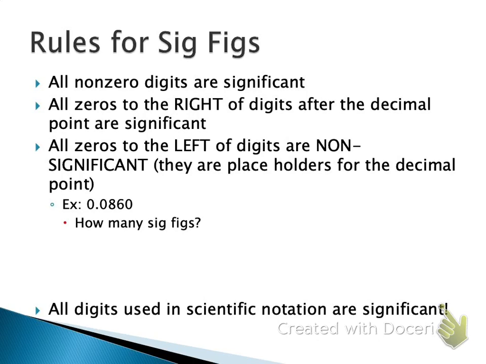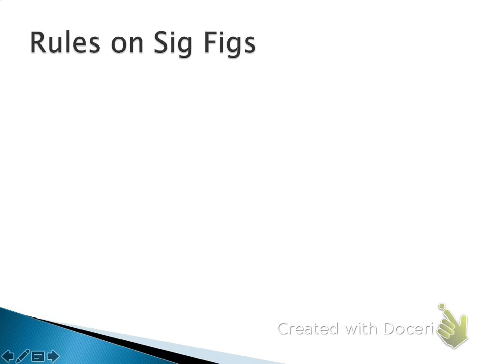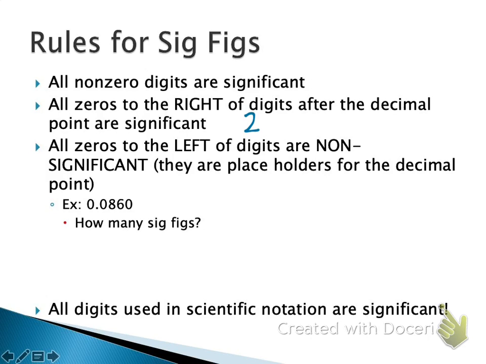Zeros to the right of digits after the decimal point are significant. So I'm talking about 0.2 here. If I said it was 24.40 centimeters, how many significant figures do I have? 4, right? All 4. This 0 means I think it's exactly 40. It's still an estimate, the last one's still an estimate, but it's saying I think it's exactly 40.